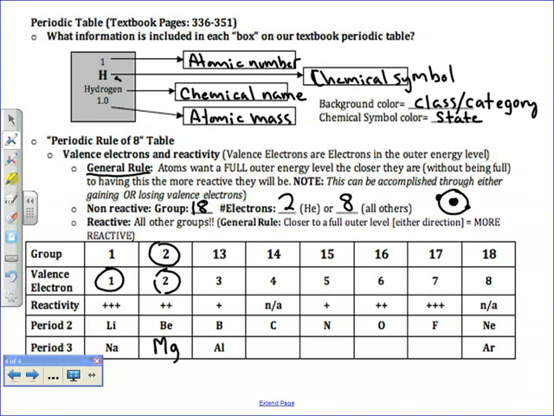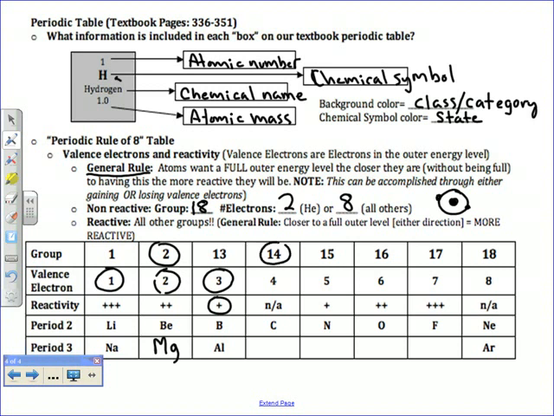Group 13, moving even farther to the right, has 3 valence electrons, and they're even less reactive, as you can see. And the reason why they're less reactive is because they have to lose 3 valence electrons as opposed to 1 on the far left, like sodium. And so this makes it less reactive. And examples are boron and aluminum.